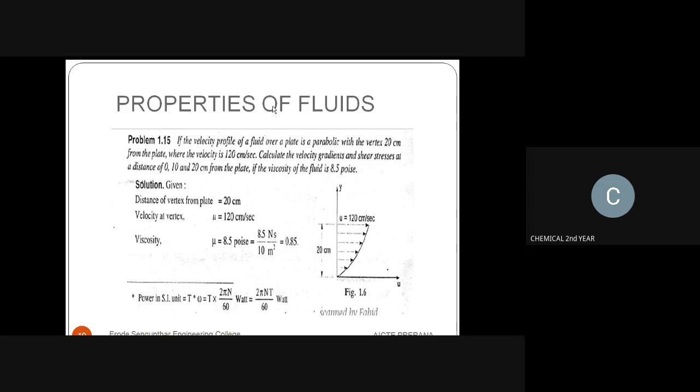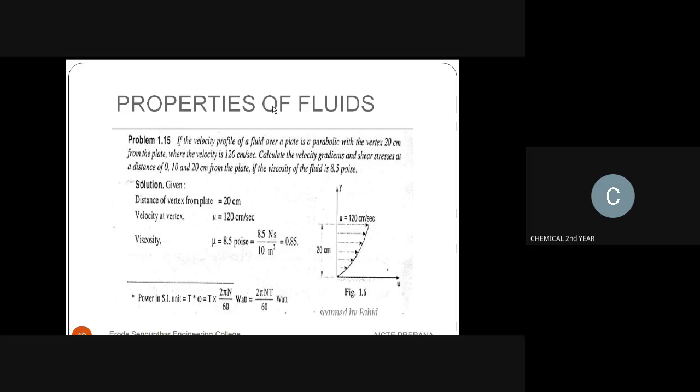So here they are asking for the velocity gradient as well as the shear stress at three different distances: 0 centimeter, 10 centimeter, and 20 centimeter from the given plate. You can see the figure that has been given.